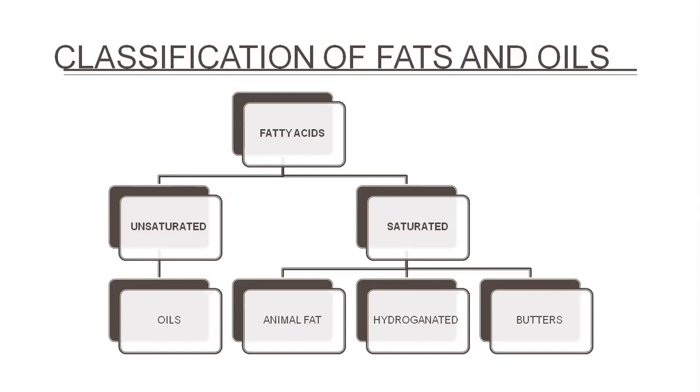So again, the saturated fatty acids are divided into 3: animal fat, hydrogenated fat and butters. As we go further, I will explain to you what comes under that, how it is made up and what it is.